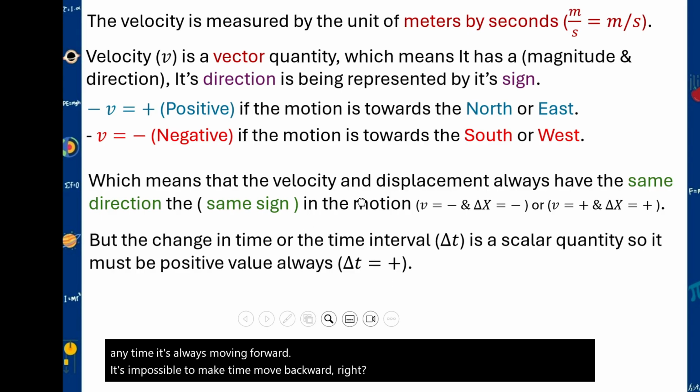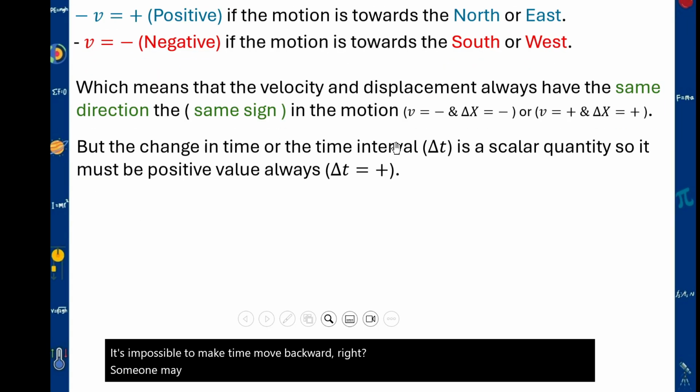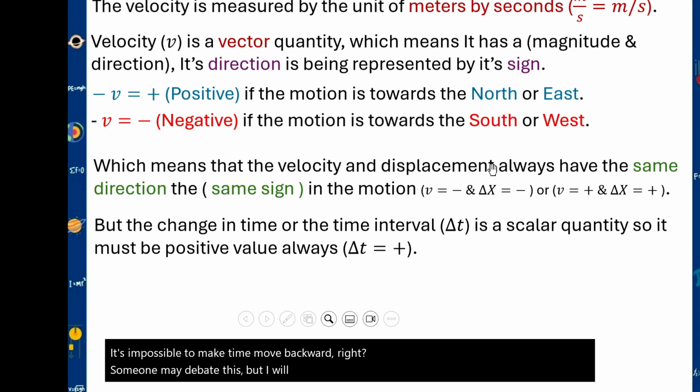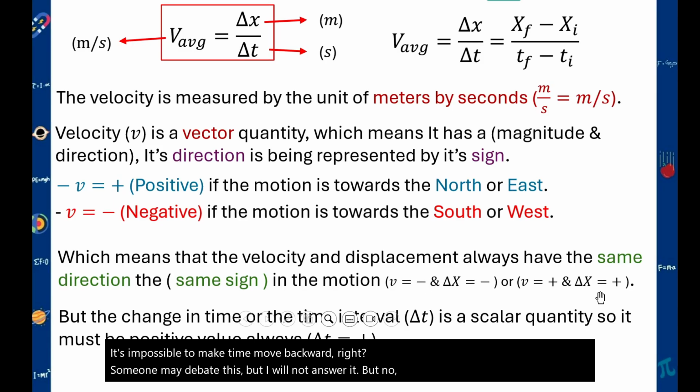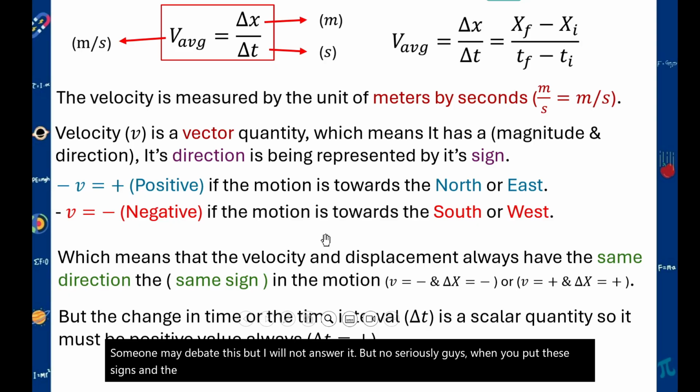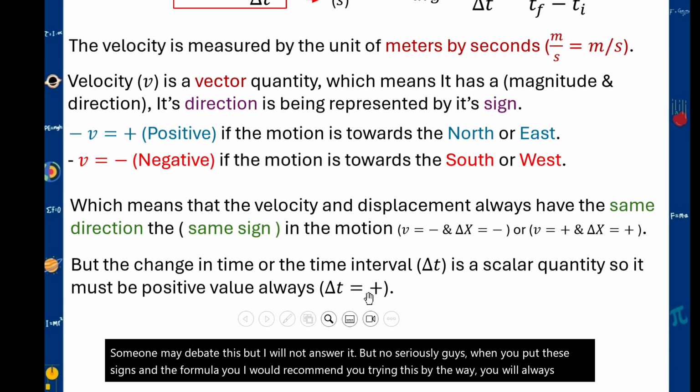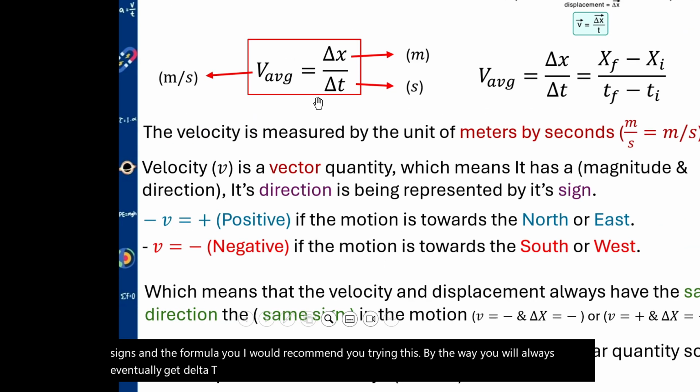Someone may debate this, but I will not answer it. But no, seriously, guys, when you put these signs in the formula, I would recommend you try this, by the way. You will always eventually get delta t equal to positive. This is how the formula works.